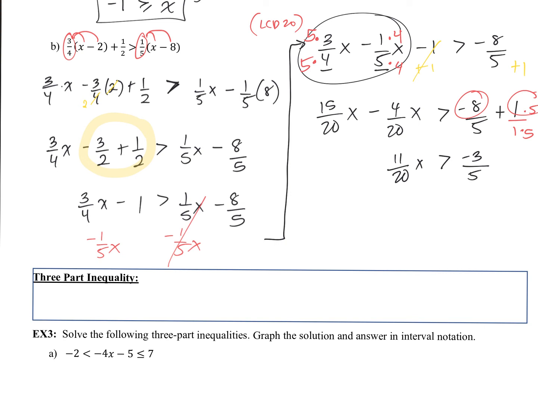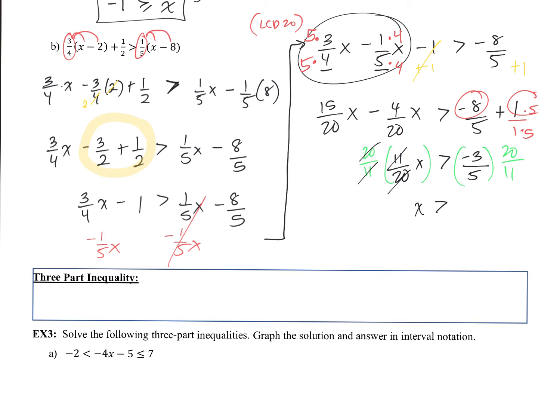All right, so that's definitely a lot of work. How do we get x by itself? Well, we'll go ahead and multiply by the reciprocal of that fraction. So that'll be 20 over 11, 20 over 11. The 11's cancel out, 20's cancel out.